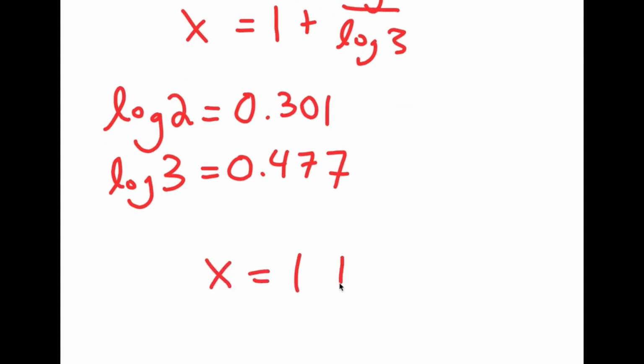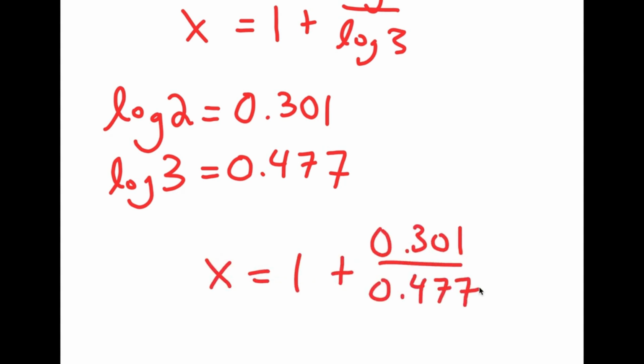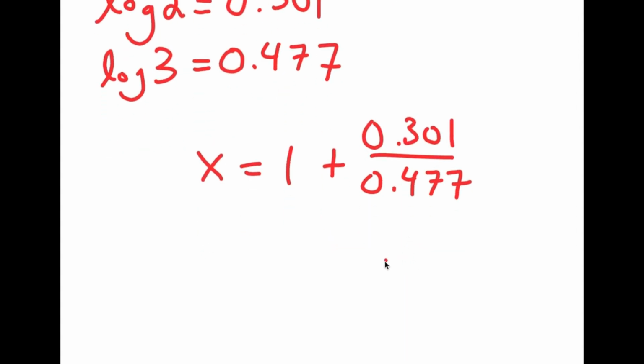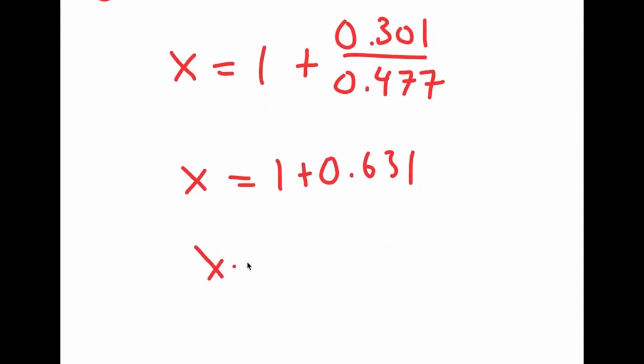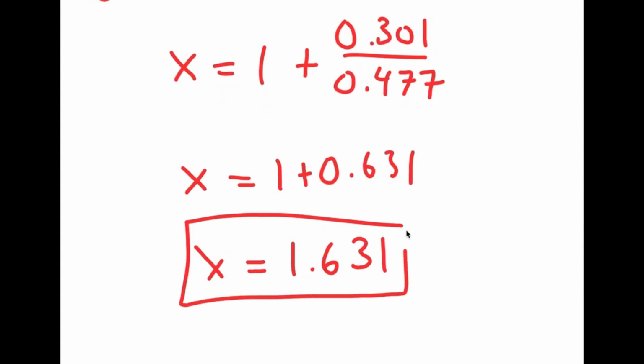So I get x is equal to 1 plus 0.301 over 0.477. And 0.301 over 0.477 is 0.631. So 1 plus 0.631 is 1.631. So this is my answer.